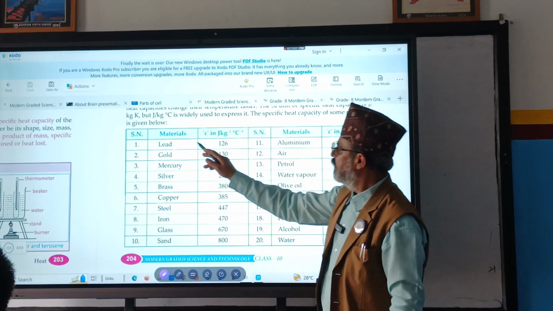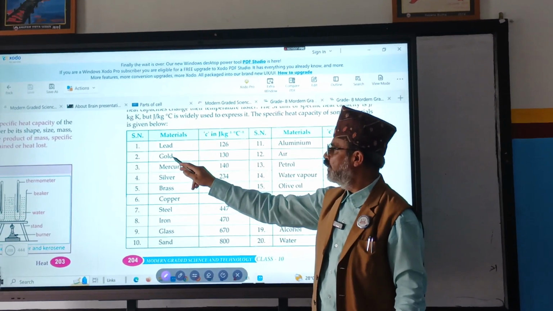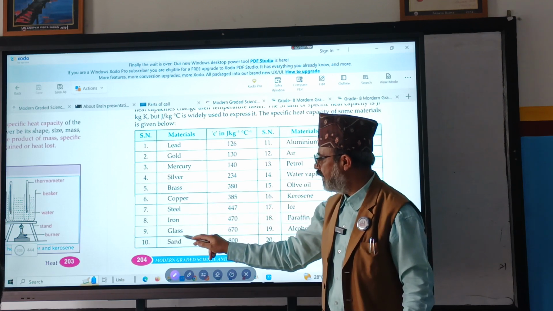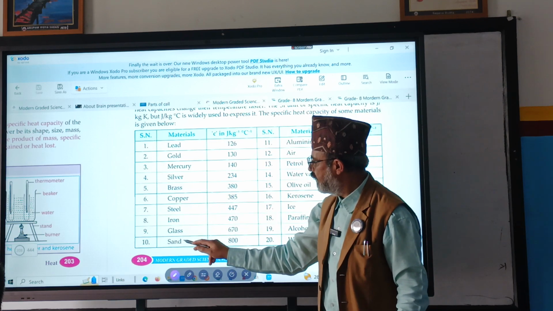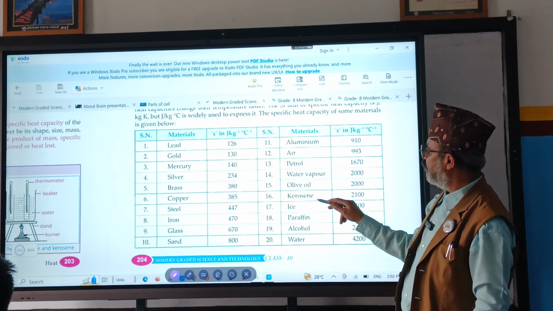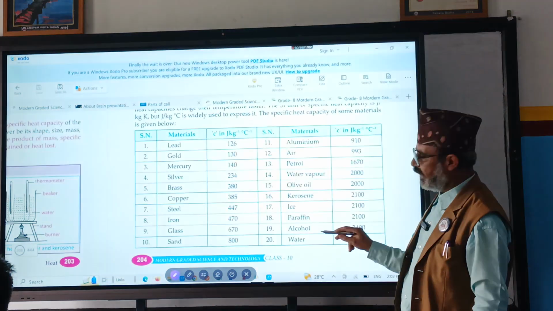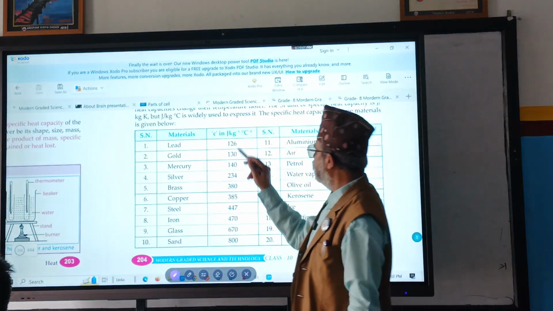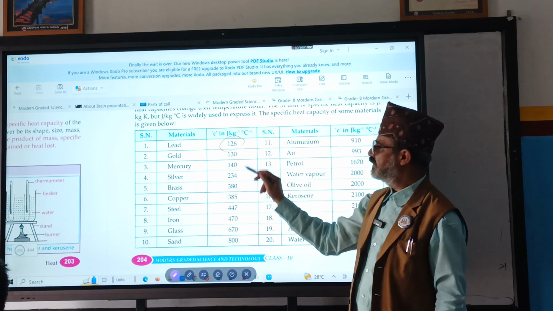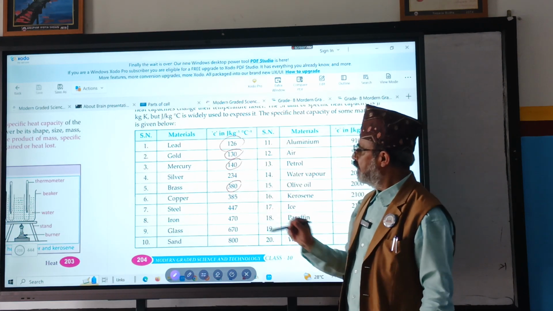Okay, different substances are given here. What is the first one? Lead, gold, mercury, silver, brass, copper, steel, iron, glass, sand, aluminium, air, petrol, water, olive oil, kerosene, ice, paraffin, alcohol, water. Right? Okay, what is given here? Some values are given or not? What is given? 126. Here? Here? Okay.